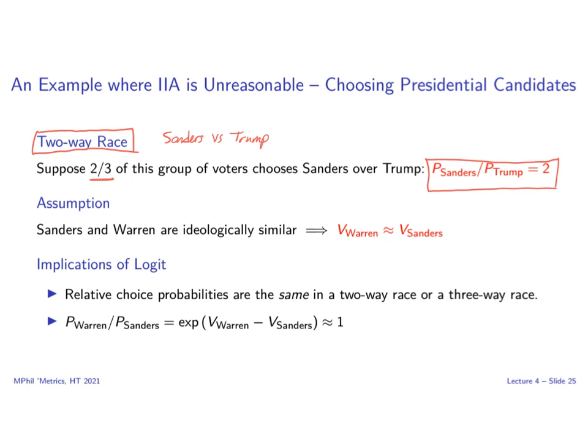The relative choice probabilities of any two alternatives do not depend on the representative utility of some other alternative that may or may not be present. Because Sanders and Warren are ideologically similar, the representative utility of choosing Warren is approximately equal to that of choosing Sanders. Thus, we find that P Warren divided by P Sanders, which under logit choice probabilities is equal to e to the V Warren minus V Sanders, is approximately 1.